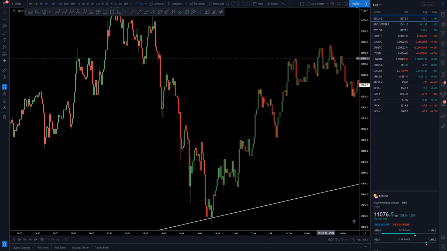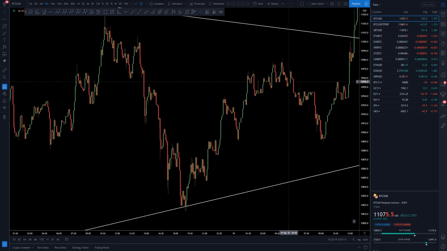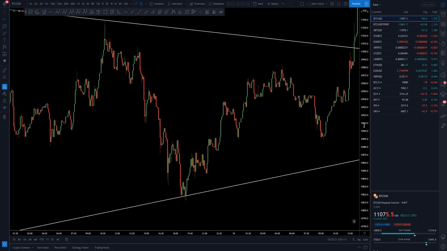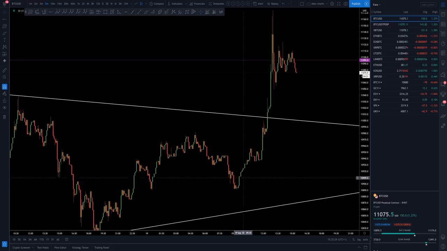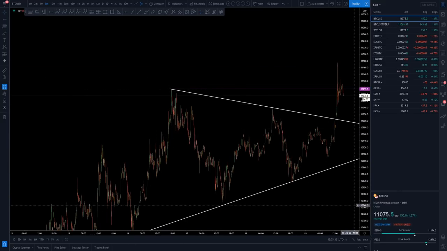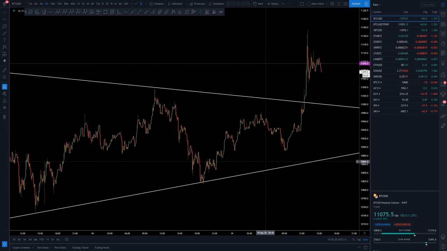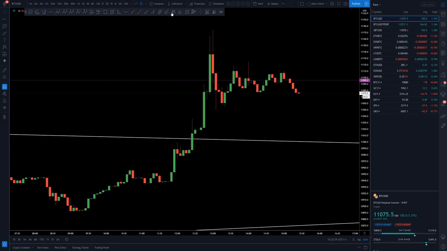You got a move up during the night. This is obviously 2, 3, 4 a.m. I'm obviously asleep during this period. What we've done is we've come back down during this morning. Again, I was not trading during this period, but it looks like we have come down and back tested the really important resistance 10,900 as support. That has held, and we have obviously got a bounce out of this triangle to the top of the triangle. So that looks pretty technical at the moment.